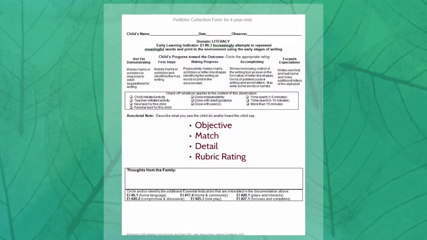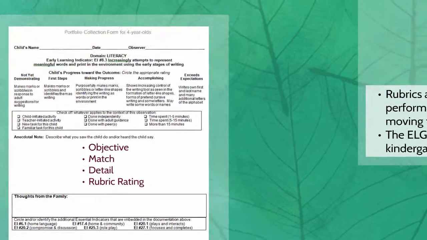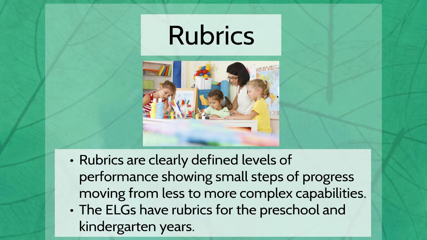We just discussed the importance of objectivity, match, and detail. Now let's look at the importance of rubric ratings on portfolio collection forms. Rubrics. What are rubrics? Rubrics are clearly defined levels of performance showing small steps of progress moving from less to more complex capabilities. Why are rubrics necessary?